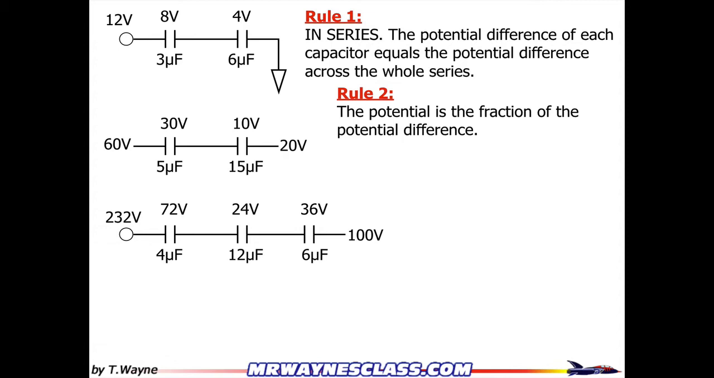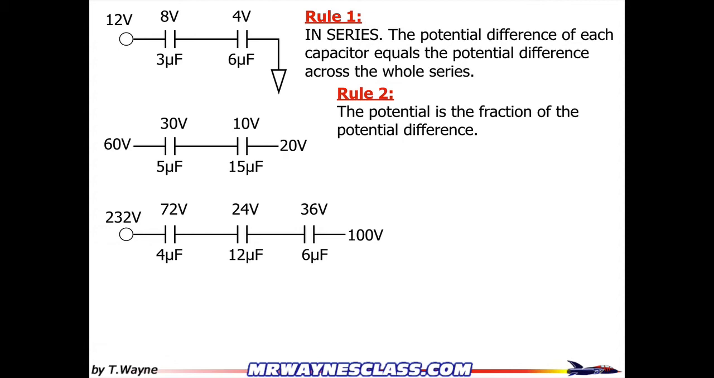And on the last one, I've got 232 on the left, 100 on the right, so that's 132 volts. 72 plus 24 plus 36 is 132 volts. So in series, it uses up the amount of energy between the two ends. The next one to look at is how it's divided up.